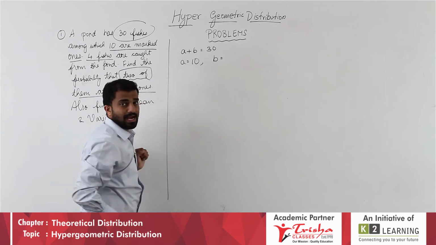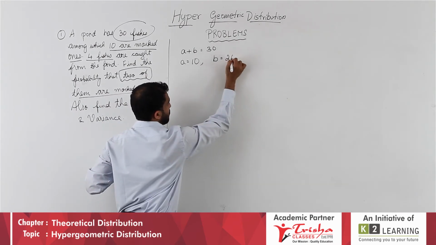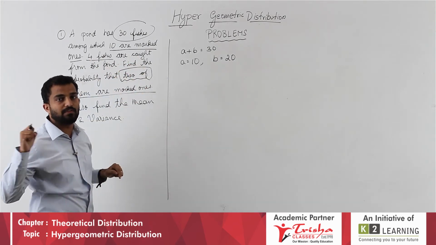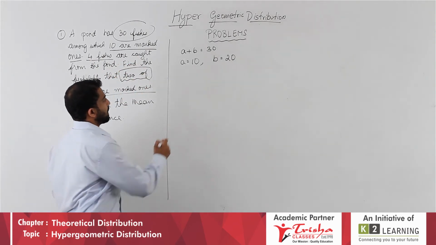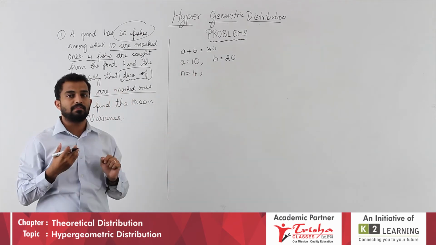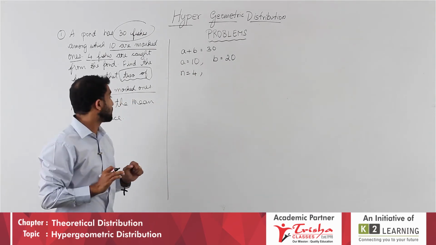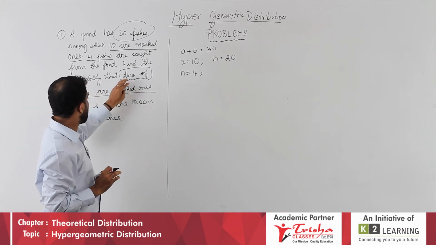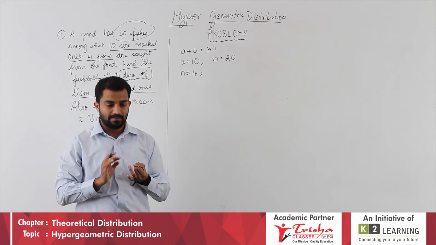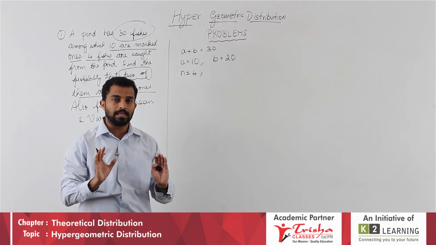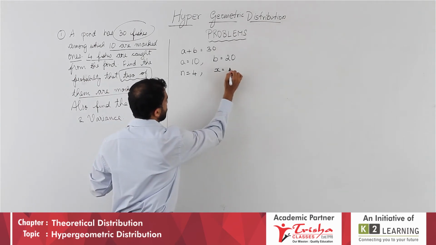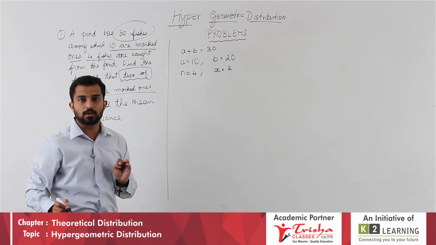That means B, the unmarked ones, become 20. 4 fishes are caught from the pond, that means N is equal to 4, and whatever we have to find out becomes X. Probability that 2 of them are marked ones. They have not given at least 2, they have not given at most 2, they have only given that 2 of them are marked ones. That means X is equal to 2, this is given to us.